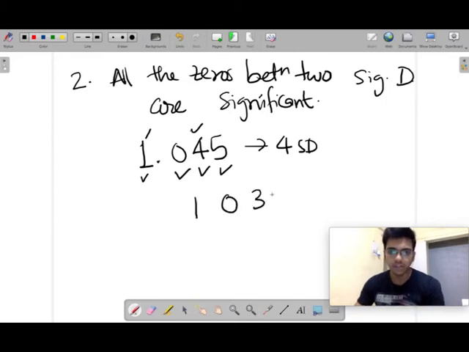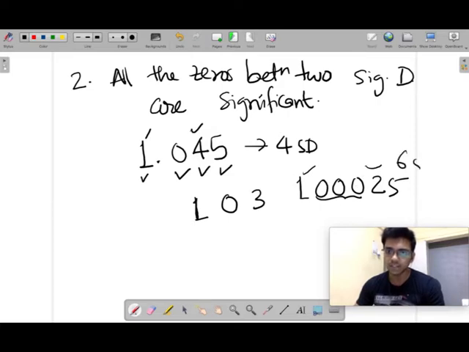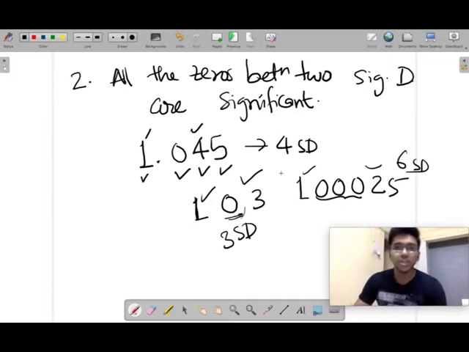Whenever you find a 0 between any 2 significant digits, it is significant. Even something like 103, or 100025. The 2 numbers I have given you are 103 and 100025. In 100025, these 3 zeros are lying between 2 significant digits, hence they are significant. So this number has 6 significant digits. What about 103? 1 is significant, 3 is significant, 0 is lying between them, hence this 0 is also significant. So there are 3 significant digits here. This is all about the second rule, which says the zeros between two significant digits are significant. This is applicable even if there is a decimal point. The moment you find a zero between two significant digits, it is significant. That's all you need to know.